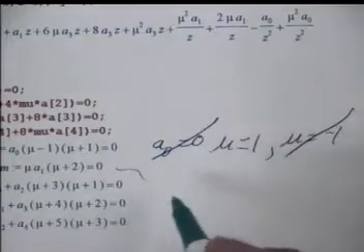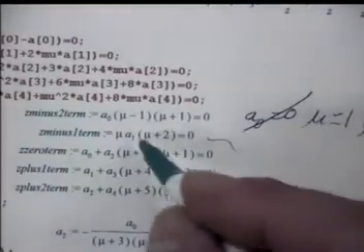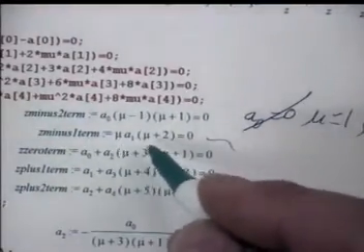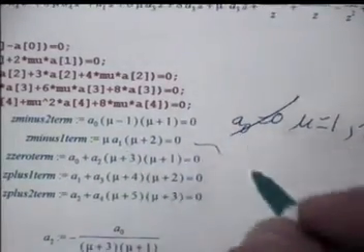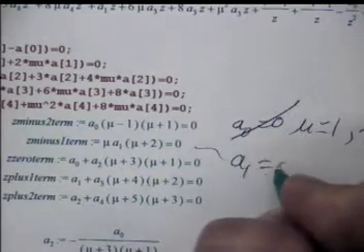On the second term, we find that in this case, if mu is equal to 1, then a1 must be equal to 0.